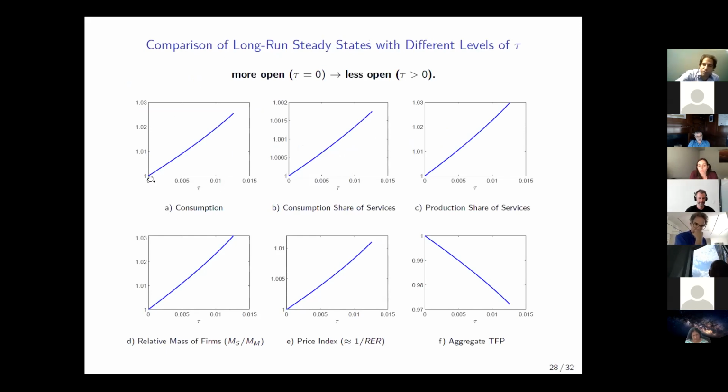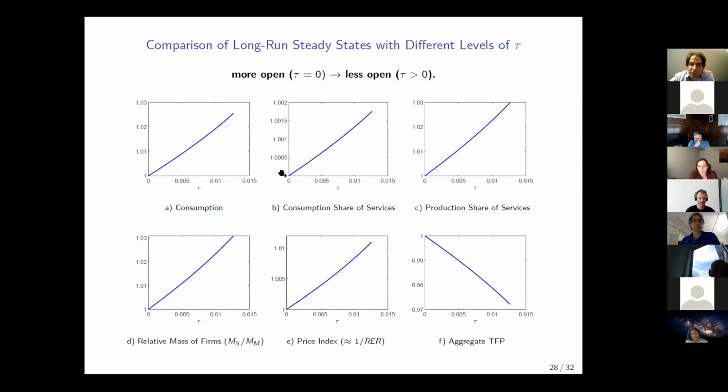When tau is equal to 0, that's the most open economy. That's the reform that we saw before. Here, this level of tau is the one that gets you no debt in the long run. In between, the debt is increasing up to here. Everything is normalized with respect to the open steady state with tau equal to 0.